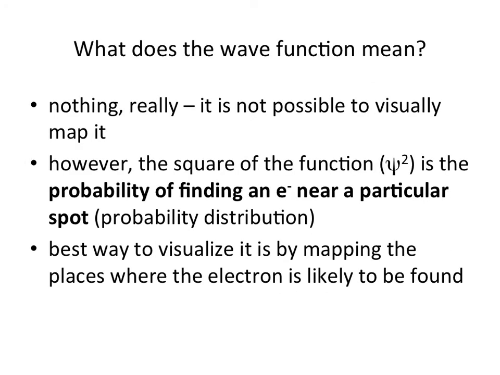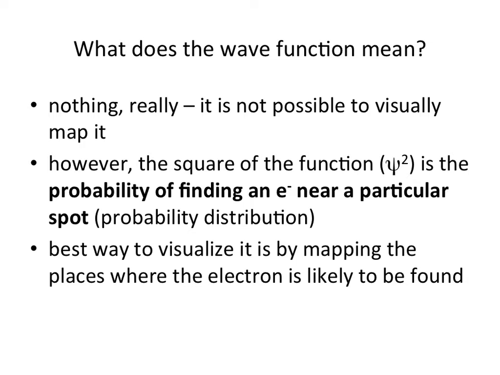So the wave function doesn't really tell us anything by itself. It's not really possible to map it visually. However, if you take the square of the function, that indicates the probability of finding an electron near a particular spot. And this is called probability distribution. When we map these, it allows us to see the most likely location of where the electron will be found within the atom. So basically, it's a probability distribution for specific electrons.